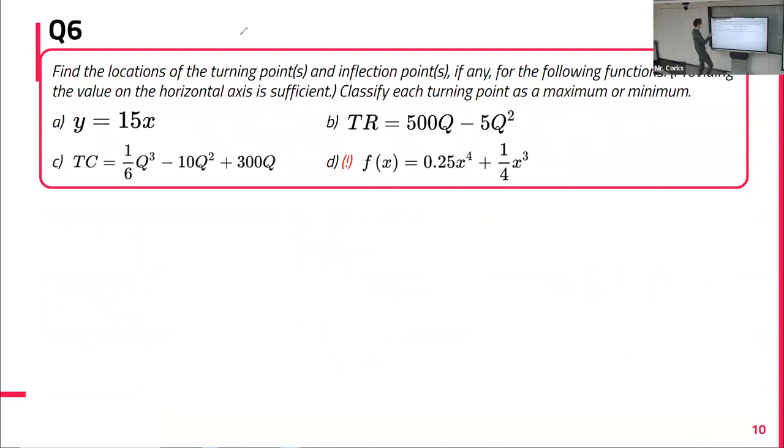Okay, let's start with C here. What do we think? How many turning points, how many inflection points? 2 turning points, 1 inflection point. Yes. All right. So let's remember what the types are here for inflection points.